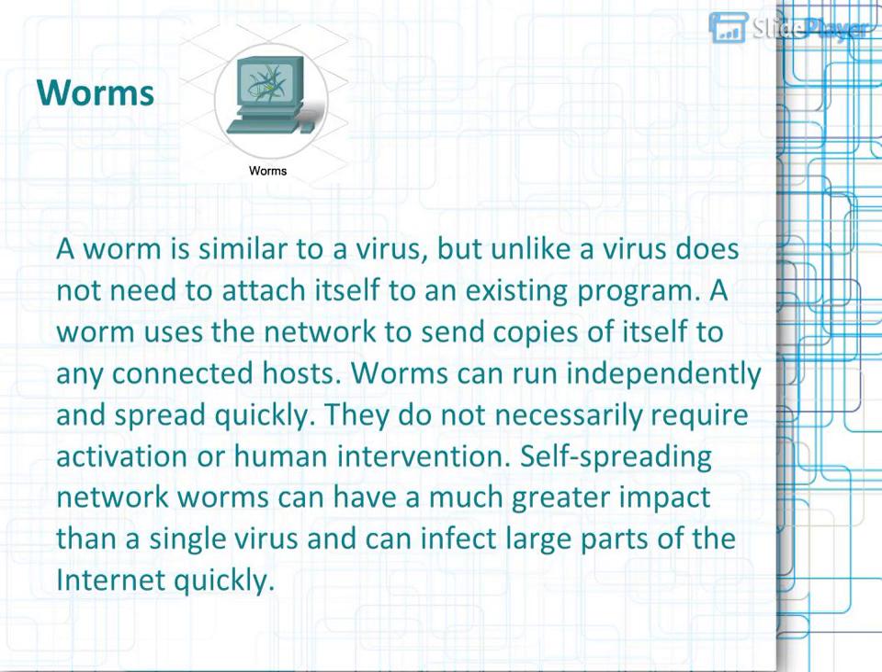Worms. A worm is similar to a virus, but unlike a virus does not need to attach itself to an existing program. A worm uses a network to send copies of itself to any connected hosts. Worms can run independently and spread quickly. They do not necessarily require activation or human intervention. Self-spreading network worms can have a much greater impact than a single virus and can infect large parts of the internet quickly.